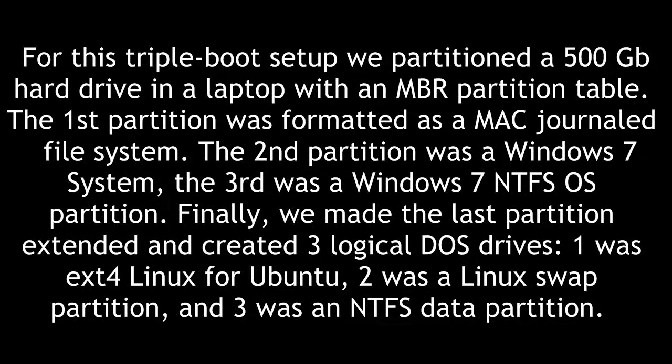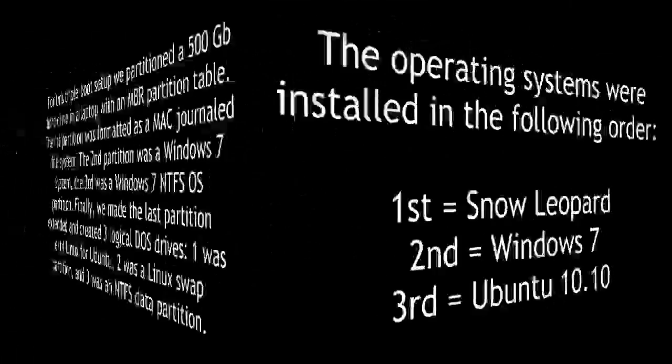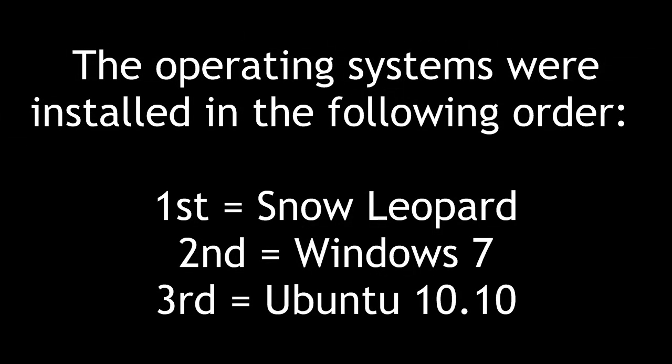For this triple boot setup, we partitioned a 500 GB hard drive in a laptop with an MBR partition table. The first partition was formatted as a Mac journaled file system. The second partition was a Windows 7 system. The third was a Windows 7 NTFS OS partition. Finally, we made the last partition extended and created three logical DOS drives. One was ext4 Linux for Ubuntu, two was a Linux swap partition, and three was an NTFS data partition. The operating systems were installed in the following order. First, Snow Leopard. Second, Windows 7. Third, Ubuntu 10.10.